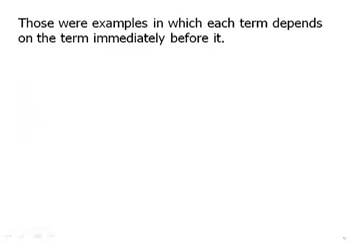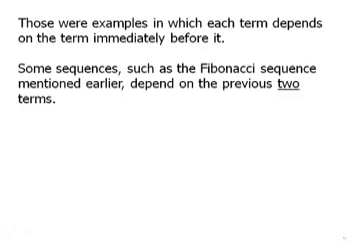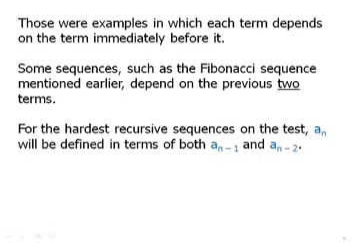Those were examples in which each term depends on the term immediately before it. In some sequences, such as the Fibonacci sequence mentioned earlier, these depend on the previous 2 terms. For the hardest recursive sequences on the test, a sub n will be defined in terms of both a sub n minus 1, which is the immediately previous term, and a sub n minus 2, which is the term before the previous term. So these are the 2 preceding terms.